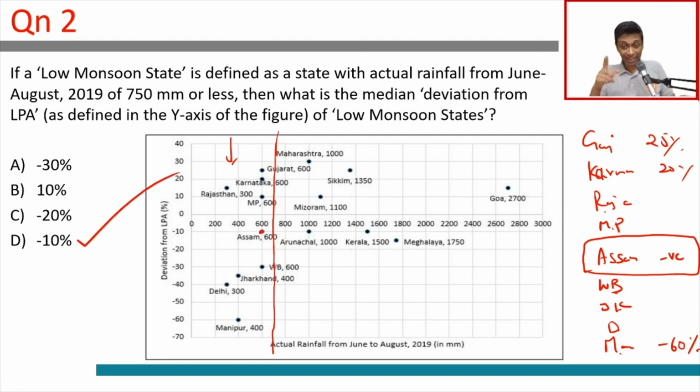Last time we had 7 states as high monsoon. 9 as low monsoon. So between 750 and 900, there's nothing. Only 16 states totally considered. 9 of them have 750 millimeters or below. 7 have 900 millimeters or above. Of these 9, the middle state is Assam, which has a deviation of minus 10%.